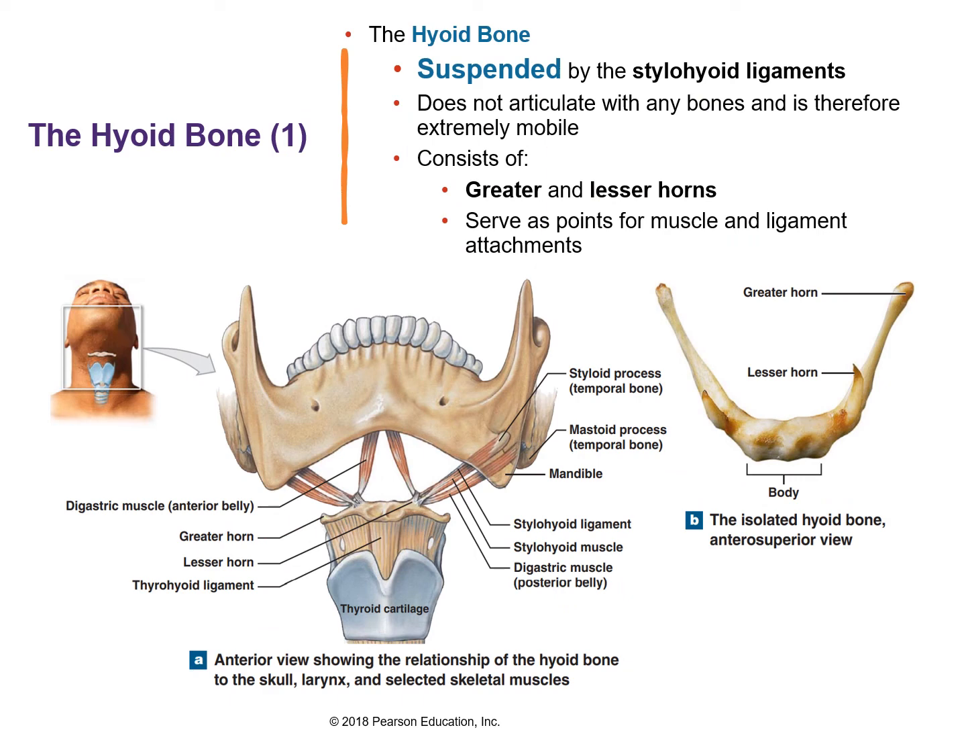And last but not least of the skull and the associated bones, we have the hyoid bone. This hyoid bone lies inferior to the skull, and it's going to be suspended by the stylohyoid ligaments. So the hyoid bone is not in direct contact with any other bone in the skeleton.